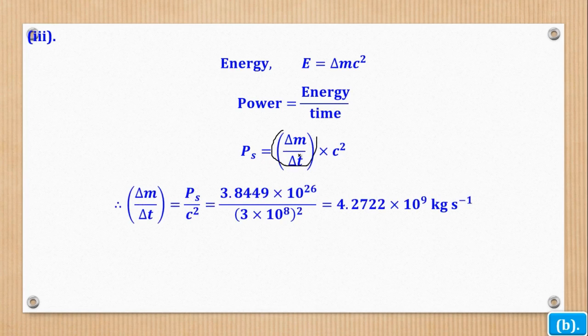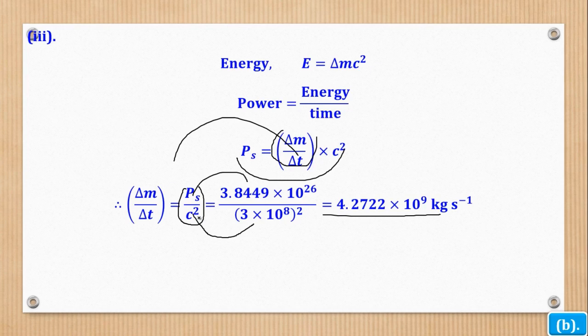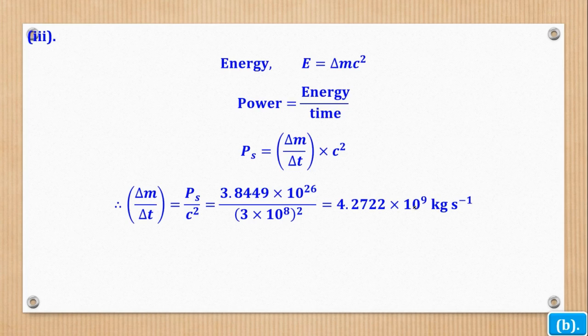So this rate will now be equal to, bringing this to this side, Ps over c squared. So when I substitute Ps, which we got in Roman 2, and c is the speed of light, which is a constant, you'll be able to come up with this when you use a calculator. So it's advisable to use standard form or scientific form in your answers. And that is how marks would be awarded.